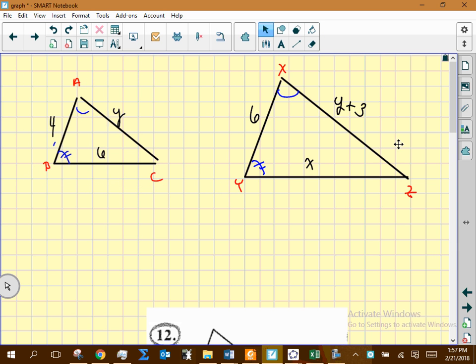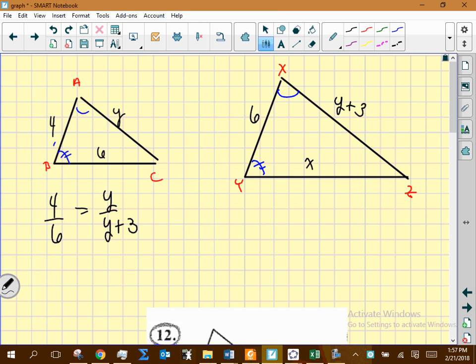Whenever you have just a pure translation like that, a slide, you can say left segment to left segment. So would you say 4 to 6? You can say right segment to right segment. So Y to Y plus 3. And then you can say bottom to bottom, right? So you said 6 to X then, correct? Yeah, all 3 of them are going to be equal. 2 at a time.